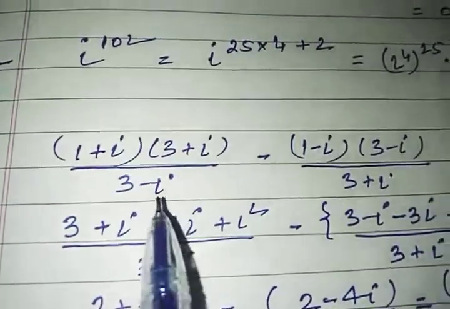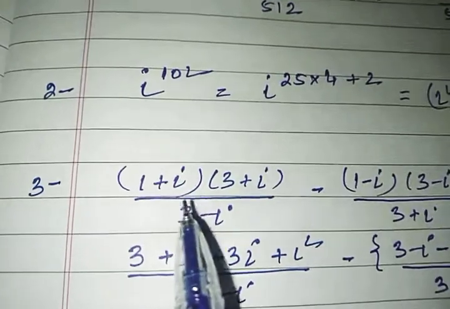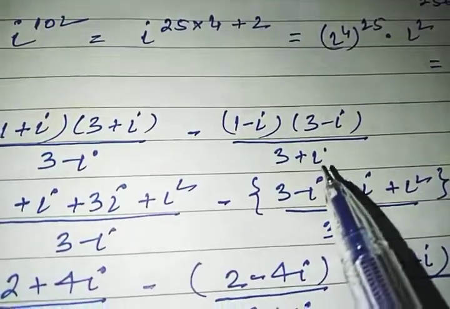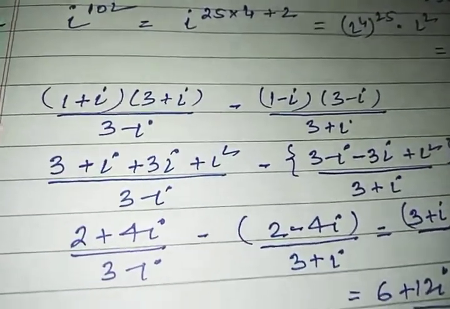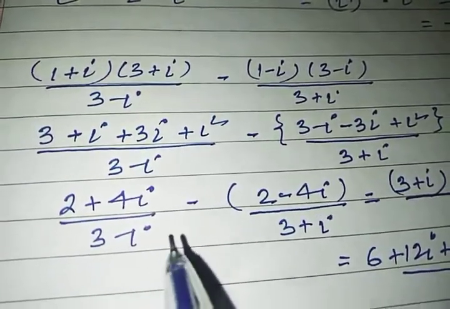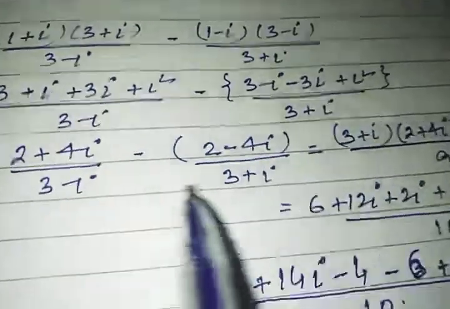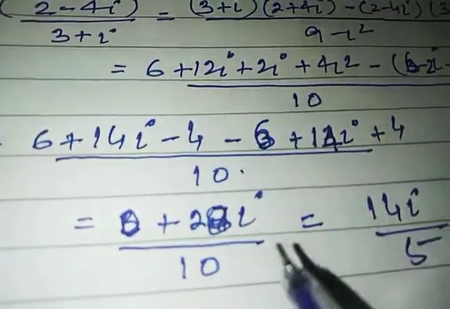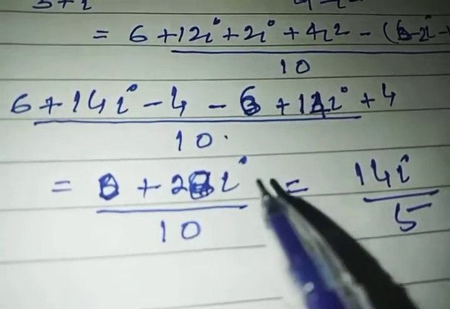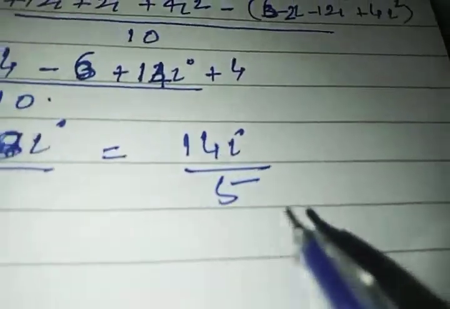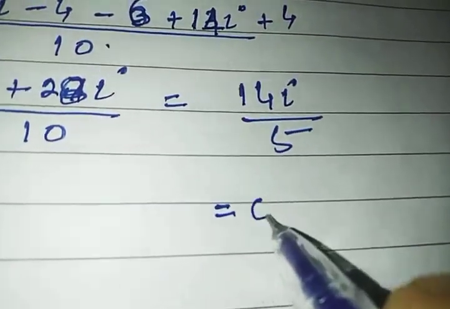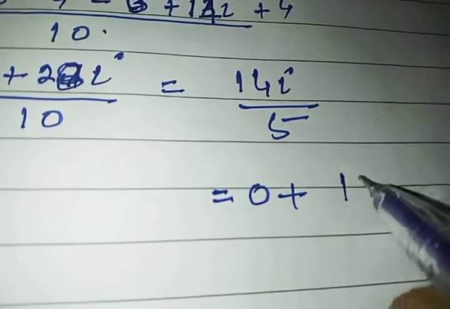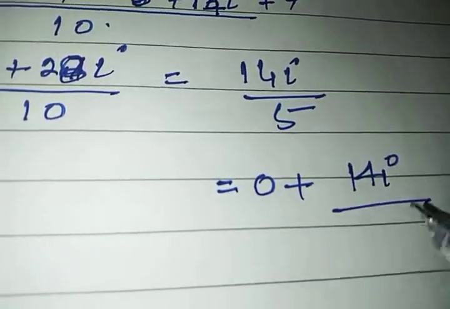The next question is (1 + i)(3 + i), this we have to put in the form of a + ib. Okay. So simple calculation, you know everything. Just replace i square by minus 1. Okay. So keep on doing. We'll be reaching here. This is 0 plus 28 by 10, that is 14i by 5. So in the form of a + ib, it will be written as 0 + 14i by 5. This is in the form of a + ib.